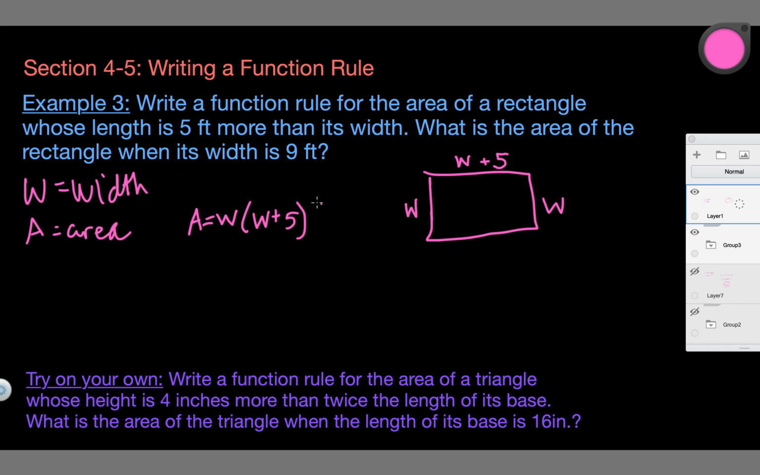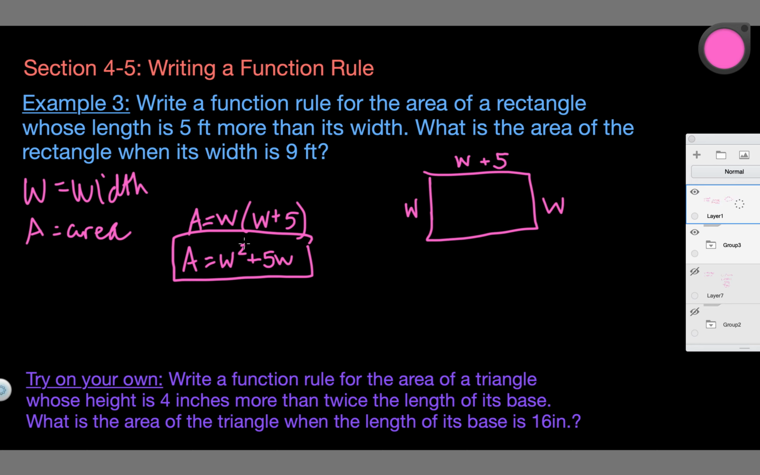Now, if we want to simplify this, we see our W on the outside of our parentheses, so we can distribute like normal. So W times W is W squared plus W times 5, 5W. And this is our function rule.